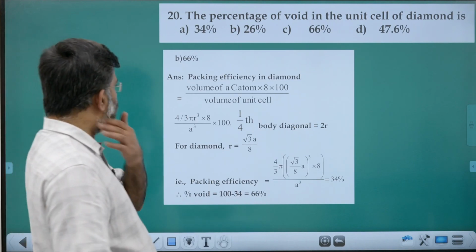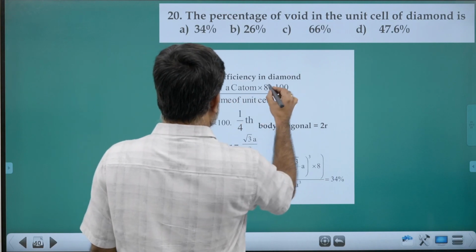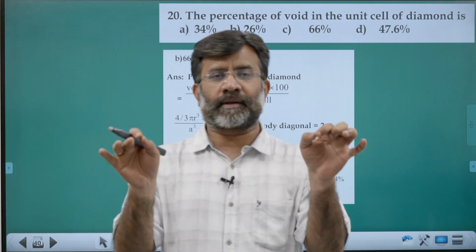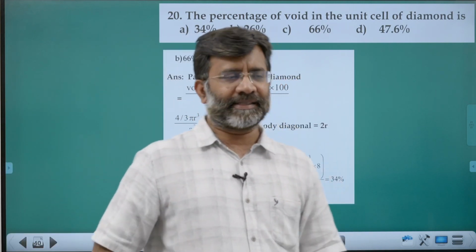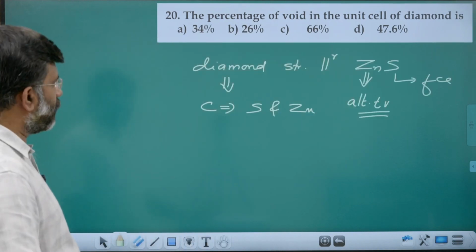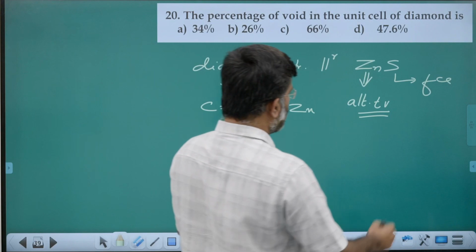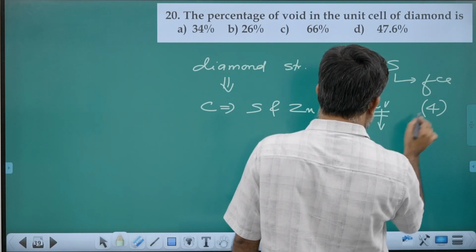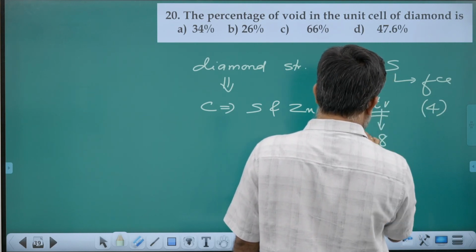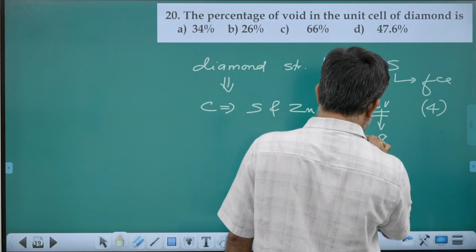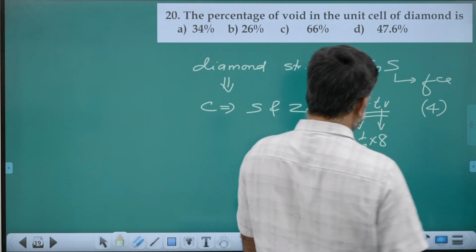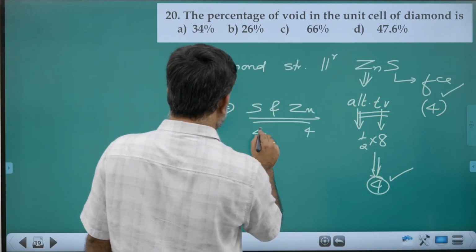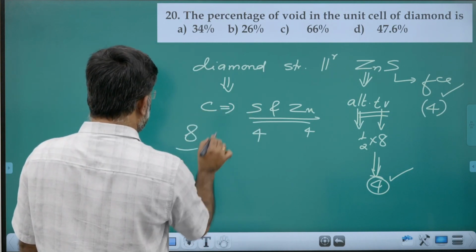That means you can see the packing efficiency, volume of carbon atom into 8, because there are 8 particles in the unit cell. How are there 8 particles? There are FCC sulfur, 4 sulfur, and alternate tetrahedral voids. The number of tetrahedral voids is 8, since n equal to 4 means 2n, 8 tetrahedral voids. Alternate tetrahedral voids means half into 8, 4 particles. So there are 4 sulfur and 4 zinc positions, all occupied by carbon. Therefore, the number of carbon atoms is 8.